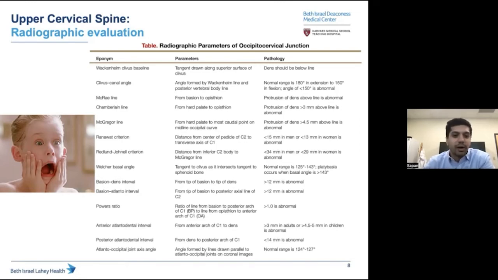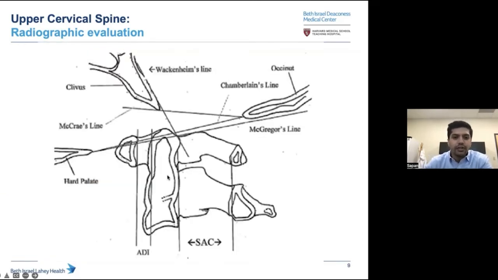It's probably not possible to know every single one, but a few good ones to be able to assess the upper cervical spine in cases of trauma is a good idea. So here's a lateral view of the occipital cervical junction. This is the clivus right here, and this is the occiput right here. And then this is the dens of C2, okay? And then here's a cross-section of the ring of C1.